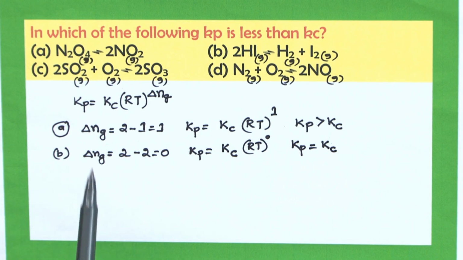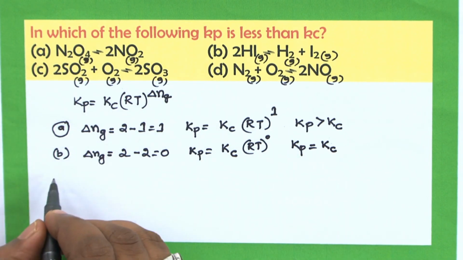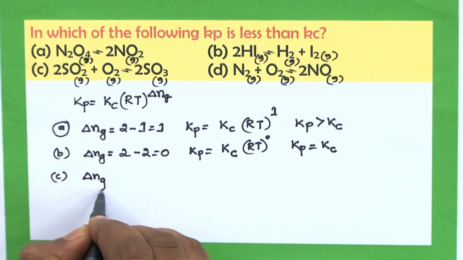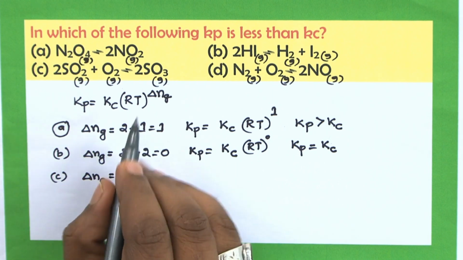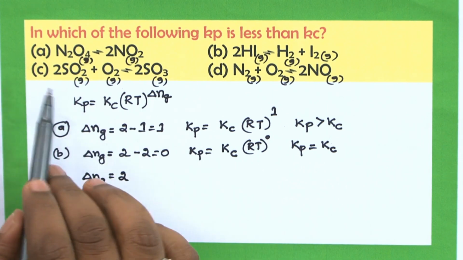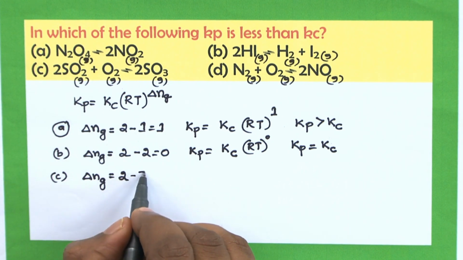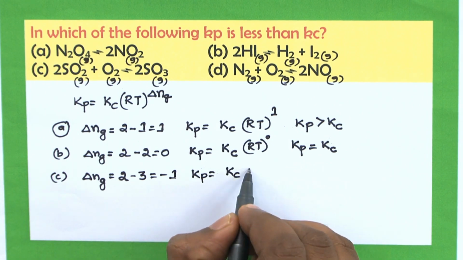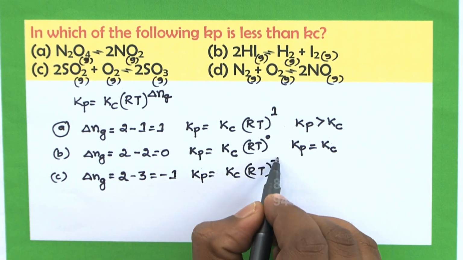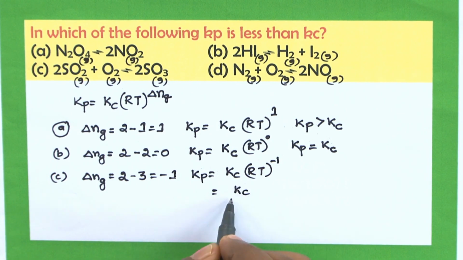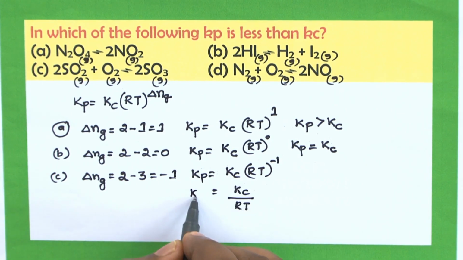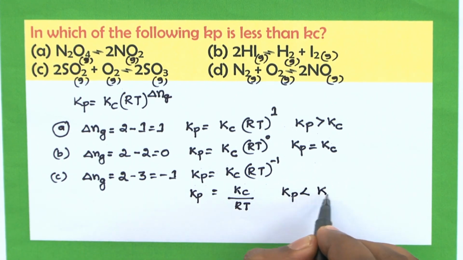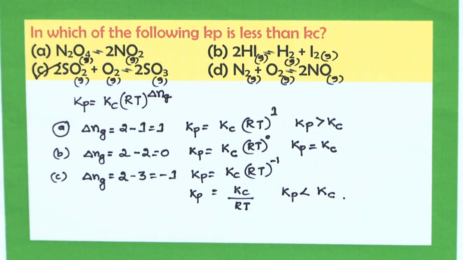But we are supposed to find the equation in which Kp is less than Kc. Let us try option number C. Delta N for the third equation, option C, is number of moles of gaseous product, which is 2, minus number of moles of gaseous reactant, which is 2 plus 1, 3. So that will be equal to minus 1. So Kp will be equal to Kc RT raised to minus 1, that is nothing but Kc divided by RT. So hence Kp will be equal to Kc divided by RT. For this equation Kp will be less than Kc. So hence option C is the right answer.